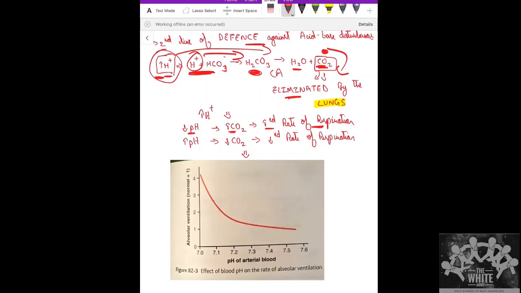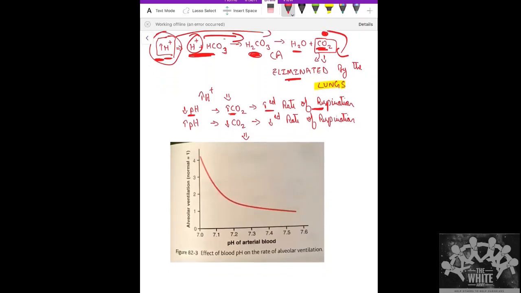If there is an increase in the rate of respiration, CO2 gets eliminated. Then coming to the increase in pH: if there is an increase in pH, there is a decrease in H plus. If there is a decrease in H plus, there is a decrease in CO2. So there is no stimulation now, no stimulation in the central or in the periphery. That will lead to a decreased rate of respiration.